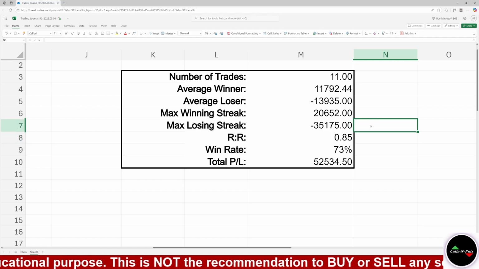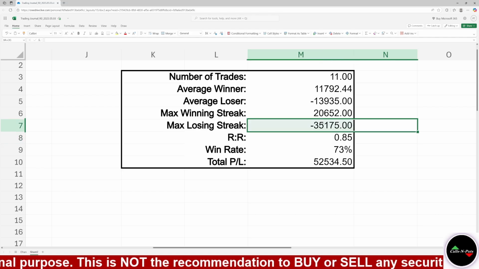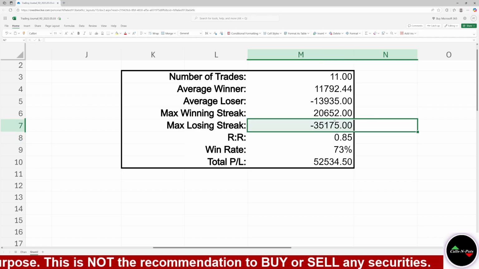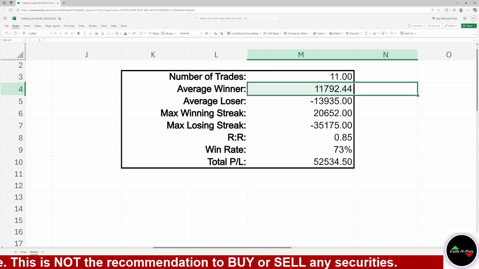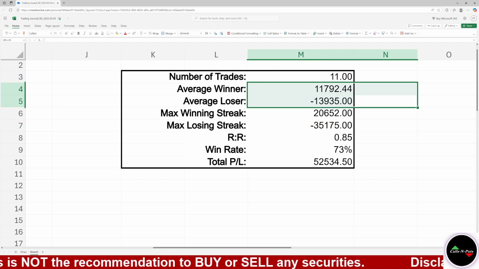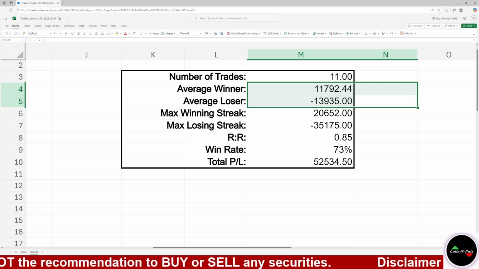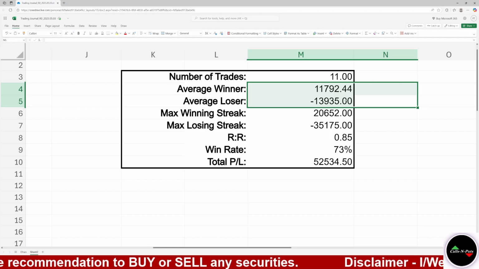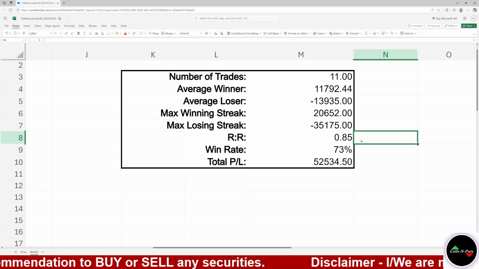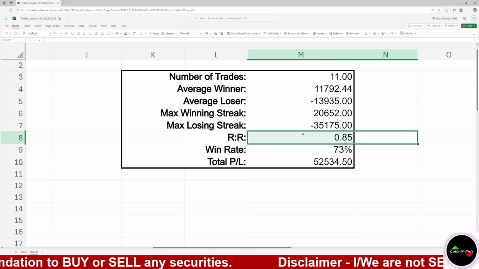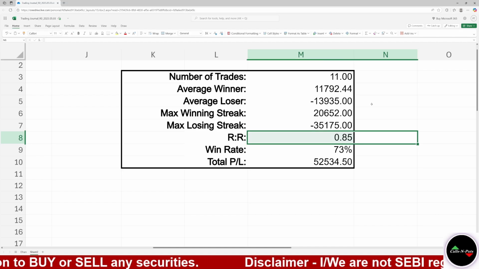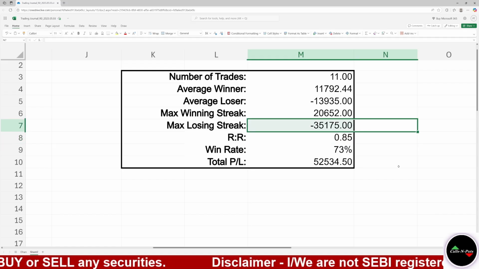That's the reason we need to avoid such mistakes, and we need to control the losses so that our average winner should be greater than average loser. In this case you can see our average winner is around 12,000 and average loser is 14,000. That's the reason the reward fell below 1 as to 1. So this is a big mistake which I made, and I will always remember that.